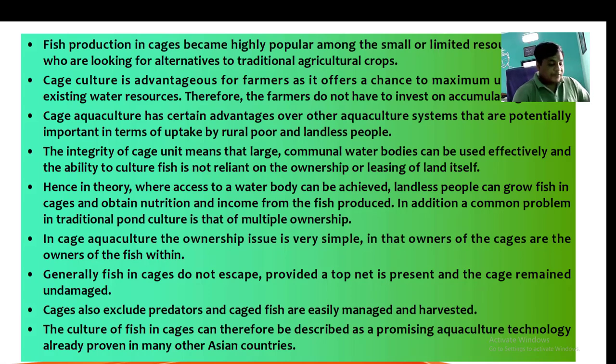So see here, this technology can be used by any fish farmer, because cage culture is advantageous for farmers as it offers a chance for maximum utilization of existing water resources. Therefore the farmers do not have to invest in accumulating water. Whatever existing water is there, just utilize the water by using this cage culture technology. And cage aquaculture has certain advantages over other aquaculture systems that are potentially important in terms of uptake by rural poor and landless people.